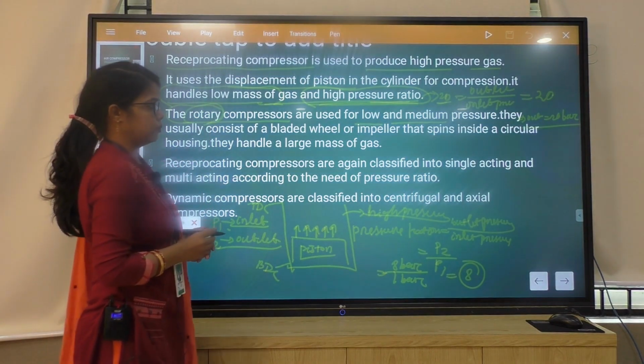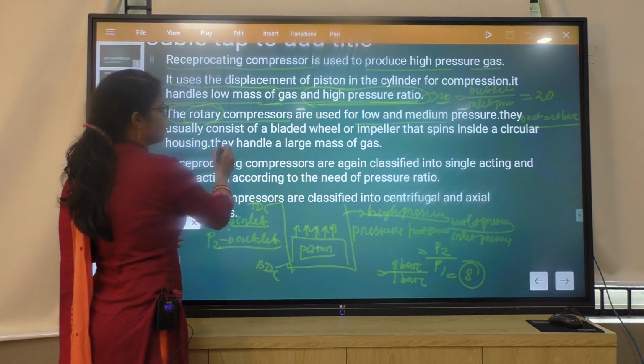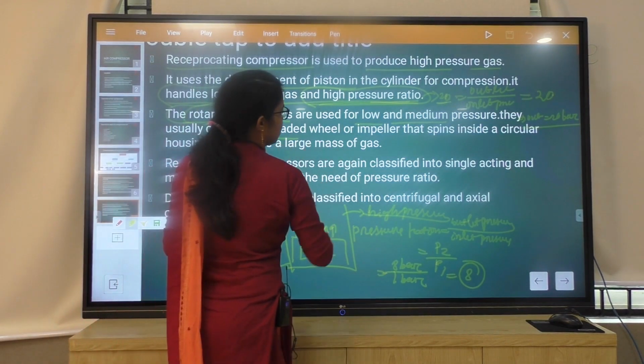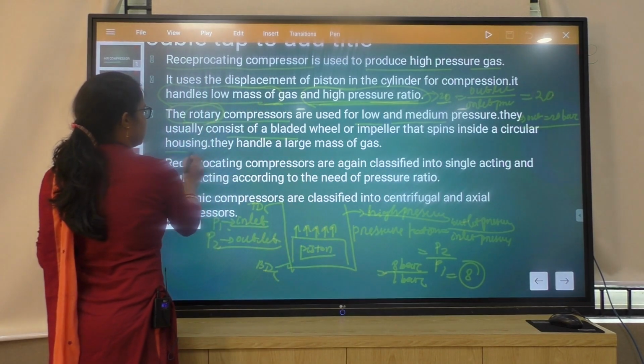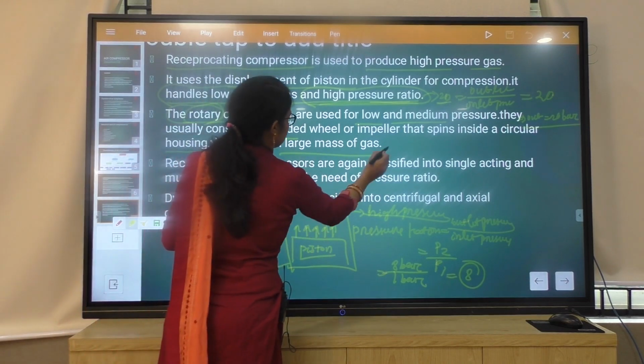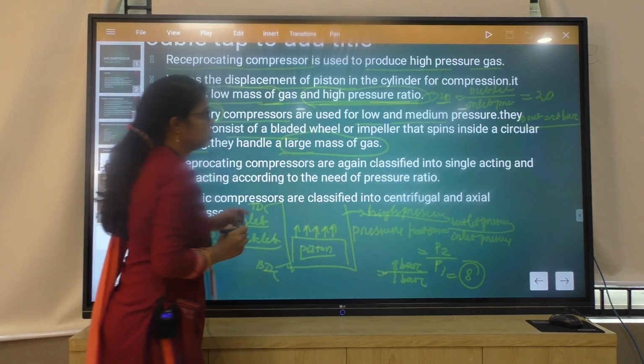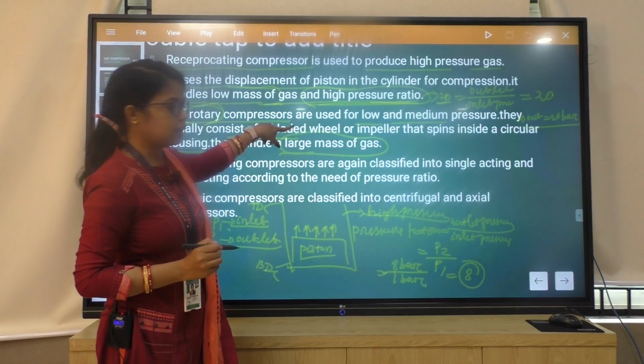If the pressure ratio is low or medium, at that time we can utilize this rotary type of air compressor. They usually consist of a blade wheel or impeller that spins inside a circular housing. They handle a large mass of gas. Clear? This is the difference between the reciprocating and rotary type air compressor.